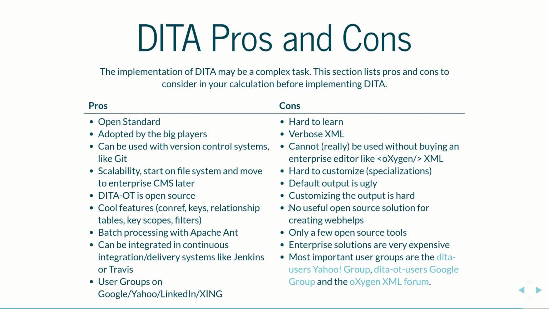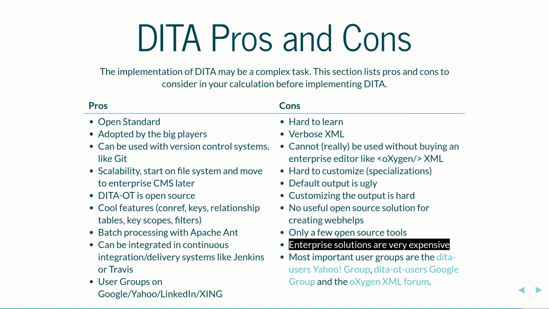And there's no open source solution available for creating web help. That means if you use Oxygen, you have to use the web help output, which is shipped as a DITA Open Toolkit plugin from Oxygen. That means that you cannot simply use the web help plugin and the output on a Jenkins or Travis CI server to include this in a continuous integration system. There are only a few open source tools available, and the enterprise solutions and content management systems are very expensive.